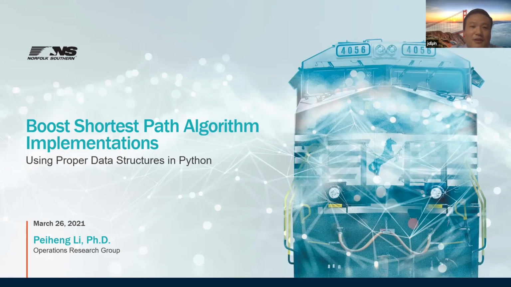So from the announcement earlier, I think you all know today I'm going to talk about how to speed up the shortest path algorithm implementations by using proper data structures in Python. Today's talk is not a comprehensive overview of data structures in Python. We only cover those we will use for the shortest path implementations.